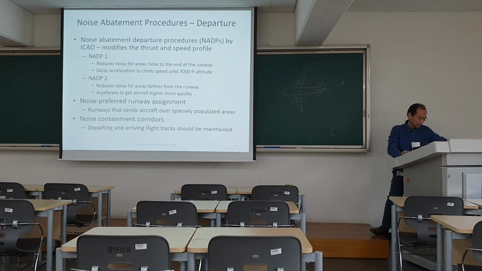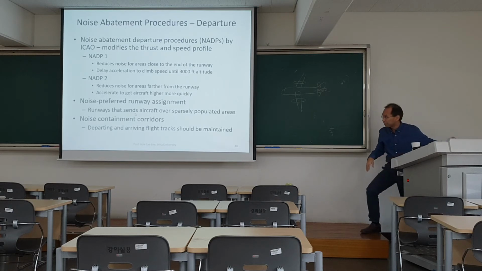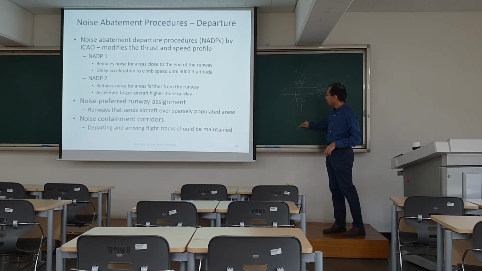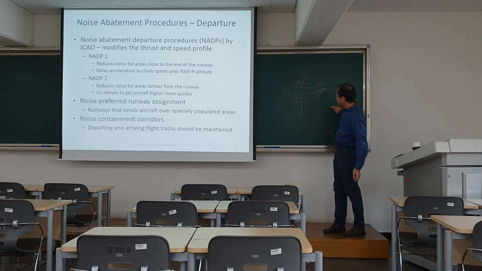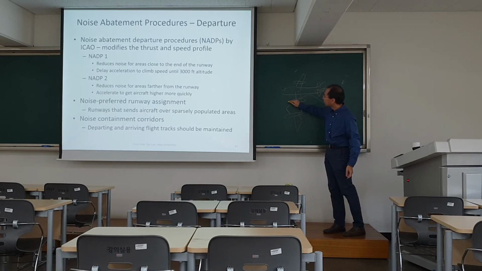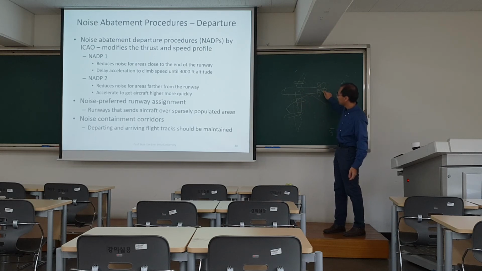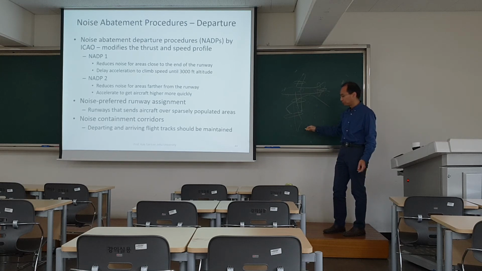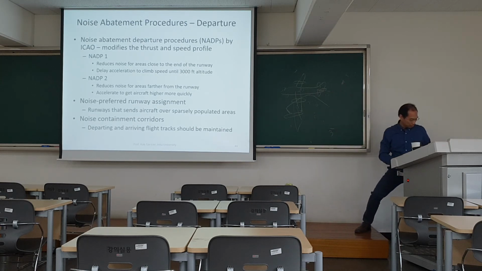That's the second one. There's another one, noise preferred runway assignment: runways that send aircraft over a sparsely populated area. The famous example was that extra runway at the Boston airport. And there can be noise containment corridors, where departing and arriving flight tracks should be maintained. Even around the airport, they may specify a certain route that avoids the highly populated area and make airplanes only fly through that corridor to reduce the impact.